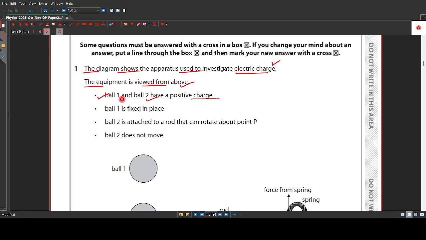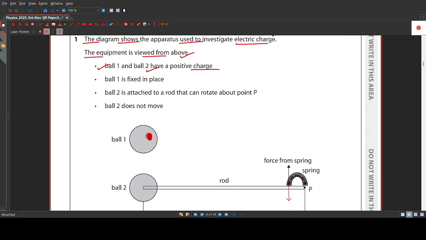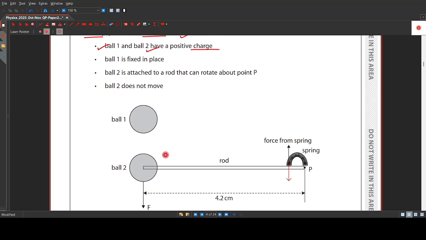Let's read the rest of the question. Ball 1 and ball 2 are positively charged. Ball 1 is fixed in place. Ball 2 is attached to a rod that can rotate about point P. So ball 2 is mainly attached to a rod, and this rod can rotate about point P.